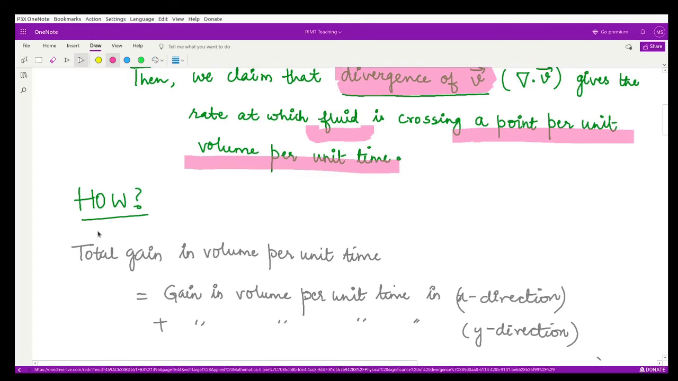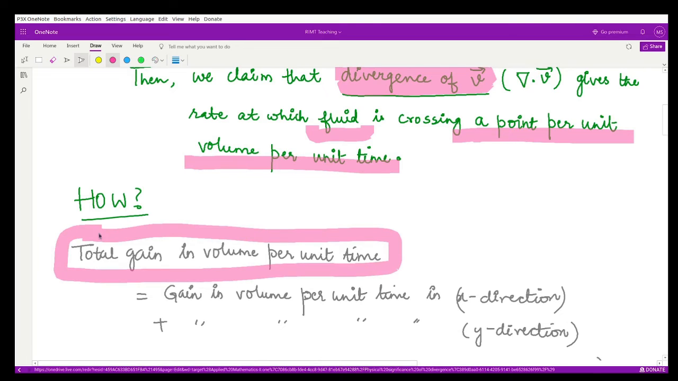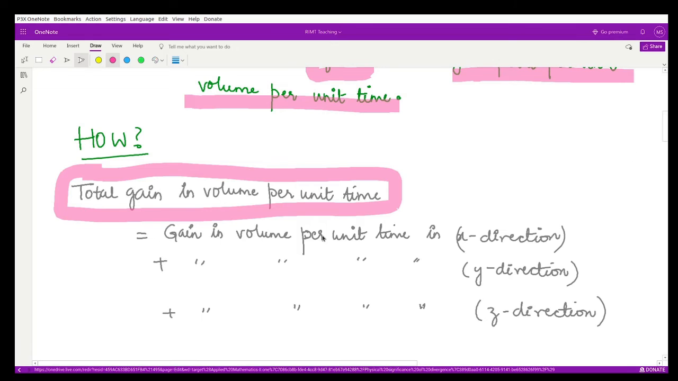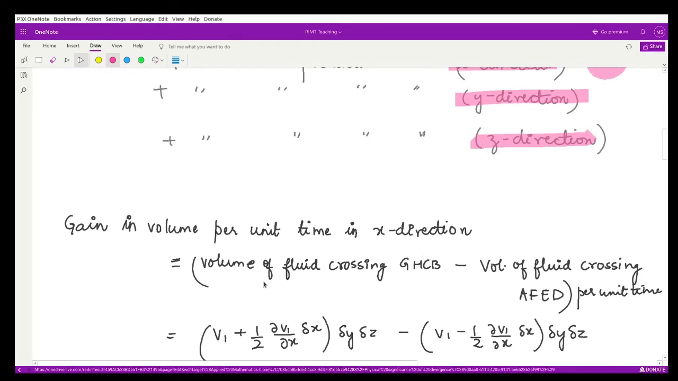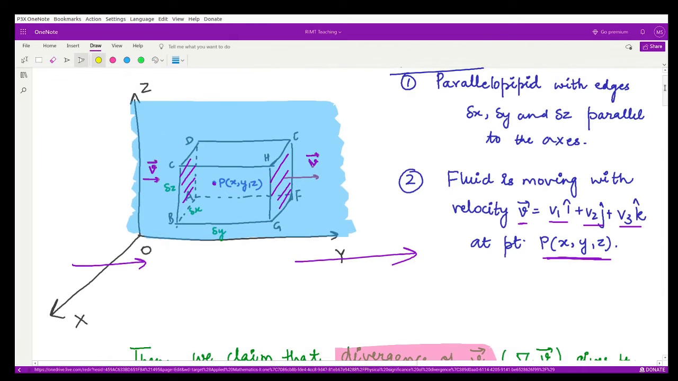let us first see the total gain in volume per unit time. The total gain in volume per unit time can be broken down into three things: the gain in volume in the x direction, then in the y direction, and then in the z direction. Let us see it one by one. For the x direction, the gain in volume per unit time in the x direction would be equal to what?